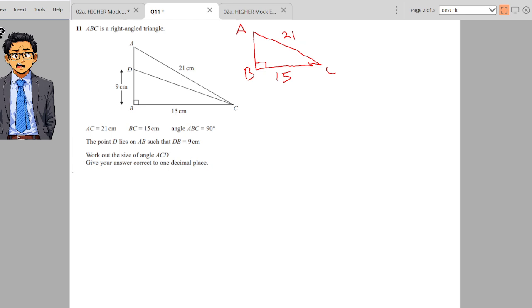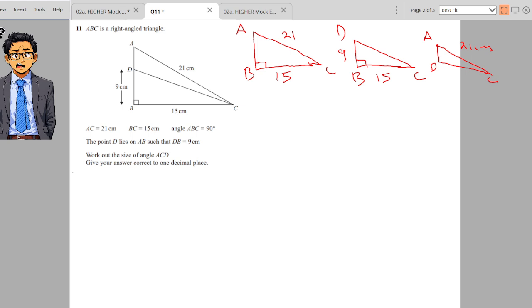The next one, I can see another small right angle triangle, which is going to be D, B, and C. The base would be 15, and the height would be 9. And the last one, we have this scalene triangle, which is this. Let's label it. So we have A, D, and C, and we have 21 centimeters. That's the only information that we have in this question.